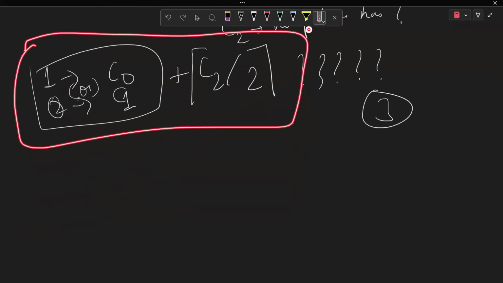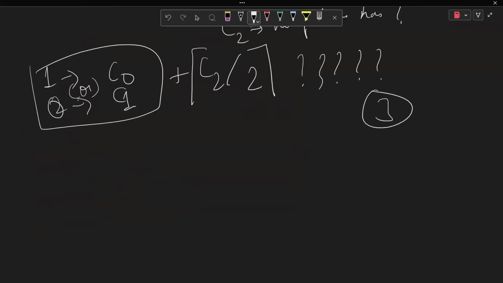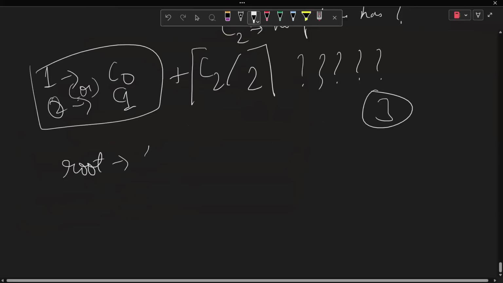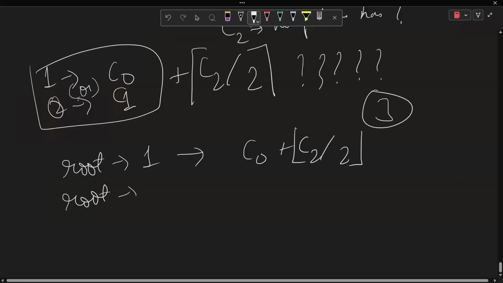So when your root is known, if the value of the root is 1, then your answer would be C0 plus the ceil of C2 by 2. And if your root is 0, your answer would be C1 plus the ceil of C2 by 2.